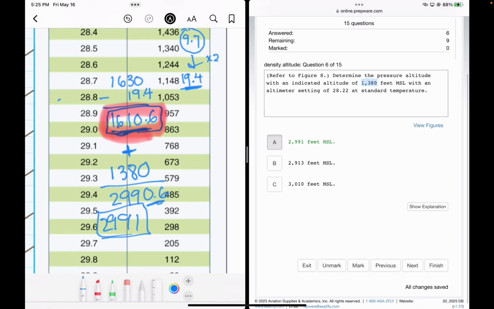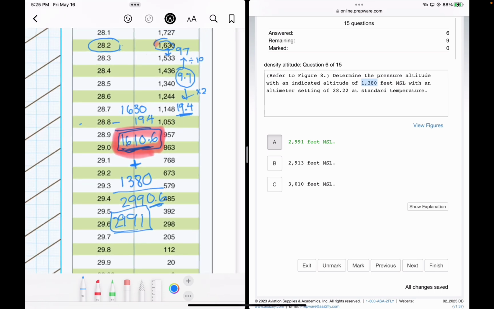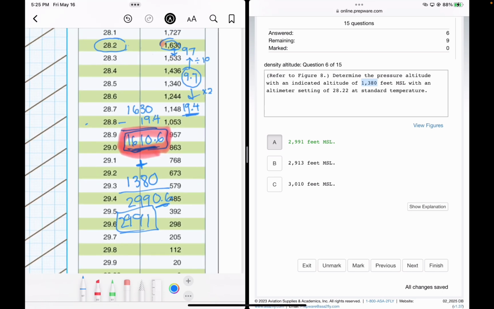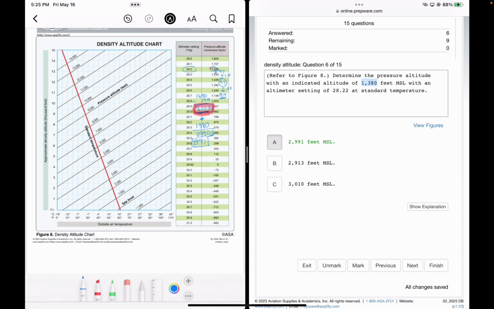Very long math nerdy explanation. The best way to prepare for the test is just do it over and over again so you can't forget. So that's that. Let's go next.